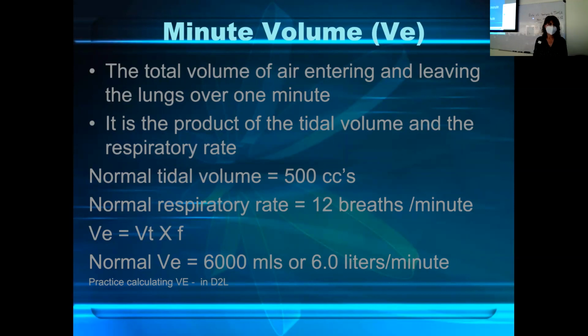Minute volume is the total volume of air entering and leaving the lungs over 1 minute. It is the product of the tidal volume and the respiratory rate. So if you have a volume of air going in and out of the lungs, that's the tidal volume. And if the example here is 500 cc's, the normal respiratory rate is 12 breaths per minute. So if you multiply 500 cc's times 12 breaths, you're going to come up with a minute volume.